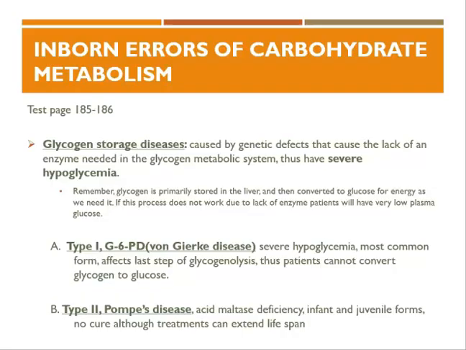So the first in the glycogen storage diseases is type 1, G6PD. This is severe hypoglycemia and is the most common form in the glycogen storage diseases, and it affects the last step of glycogenolysis. Thus, patients cannot convert glycogen to glucose. Then there's type 2, which is Pompe's disease. This is an acid maltase deficiency. Infants and juveniles usually have this form. There's no cure, although treatments can extend the lifetime of the patient.